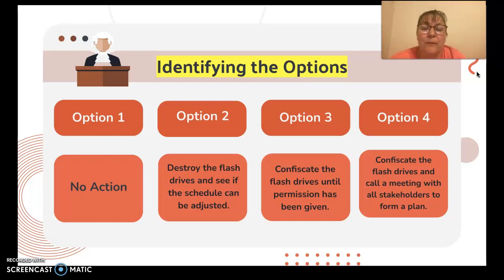Option 2, address the issue, destroy the flash drives, and see if a schedule can be adjusted. In that one also, there's no real communication about what happened. Just get rid of the evidence and see if things can be scheduled so that people can use the library more efficiently. Option 3, confiscate the flash drives and see if we can get permission from the software company to use it. Other option, option number 4, is get the flash drives, call a meeting with all the stakeholders, and form a plan of action.